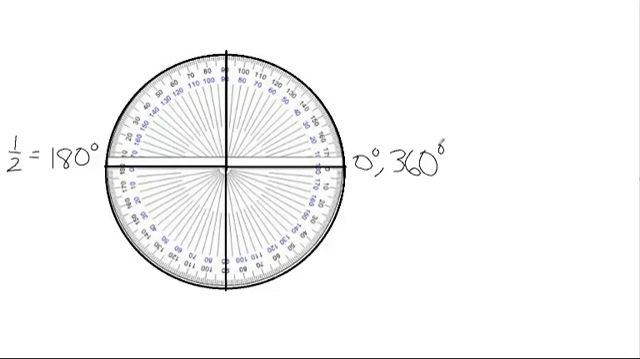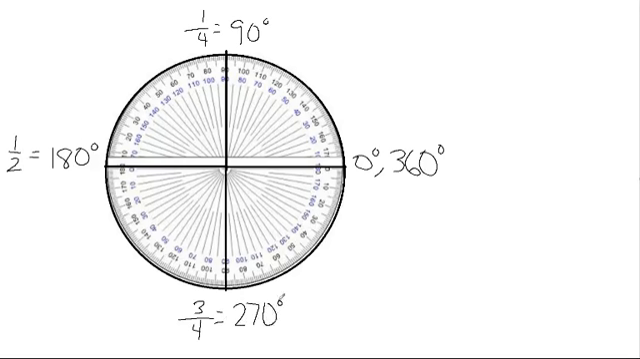At the top we have 1/4 of the circle is equal to 90 degrees. And down below we have 3/4 of the circle, and that is equal to 180 plus 90, or we have 270 degrees.